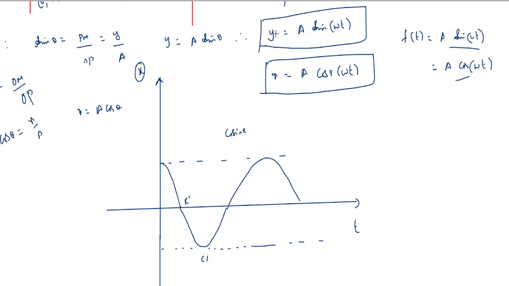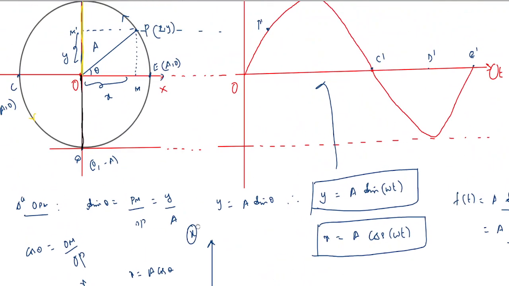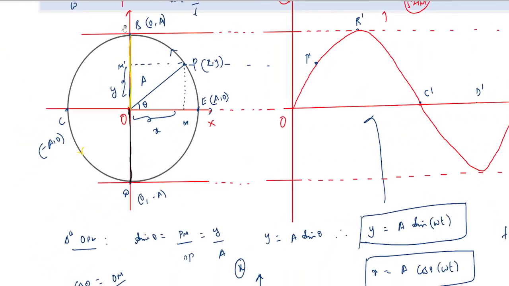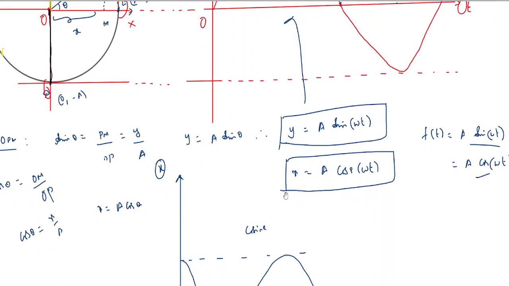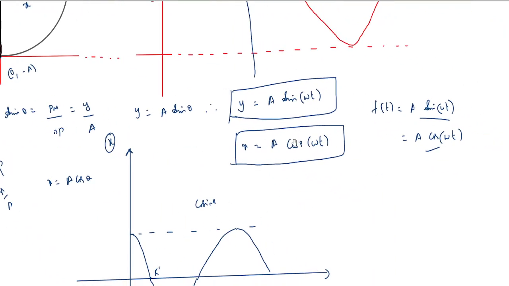Don't learn by heart that y is always A sin omega t, because if the motion was taken from some other point, if it's starting from point B, that is, if the reference point was point B, not point A, then it's a different kind of curve. But what is more important is whether it's starting from point E or point B or point C or point D or from any other point, it's always a sine graph or a cosine graph, or a sine function or a cosine function.